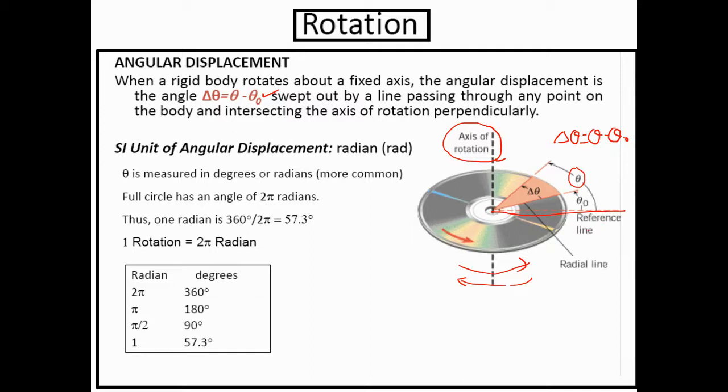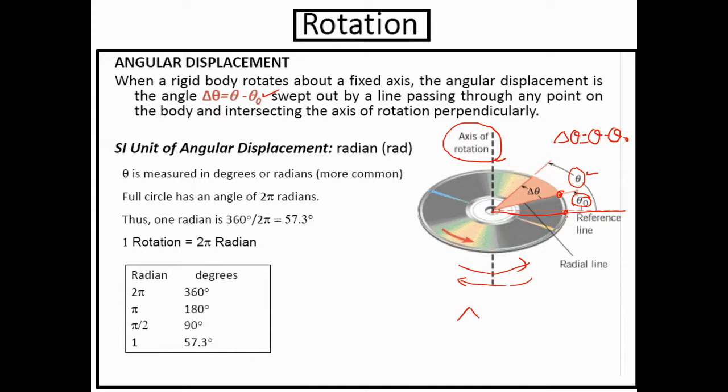So initially I have the reference point. This is my starting point. The reference point is nothing but our starting point. That means based on this line, my object starts to rotate. Now you can see after the body starts to rotate, it reaches this point. From the reference point to this point, what is my position? Theta naught. And after some time, from the reference point to this point, I have another position, theta.